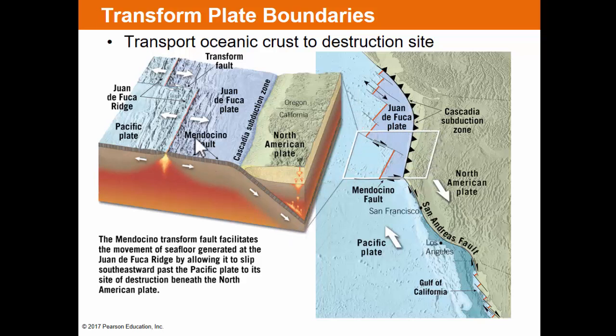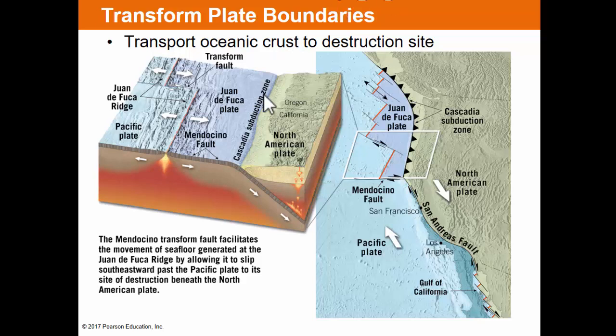So everything from this Mendocino Fault, which is right here in this direction, is going to be Pacific plate. And so the Mendocino Fault is where this Juan de Fuca plate is literally sliding by the Pacific plate. And it's sliding by the Pacific plate toward the North American plate, where it's going to subduct underneath the North American plate, and eventually it is going to be swallowed up down in the mantle.